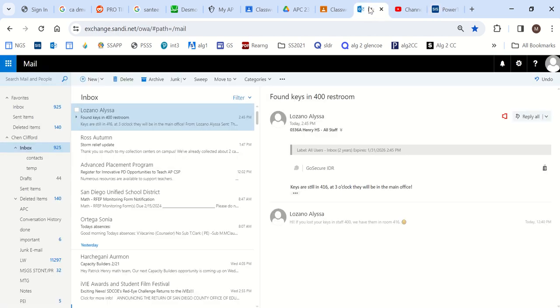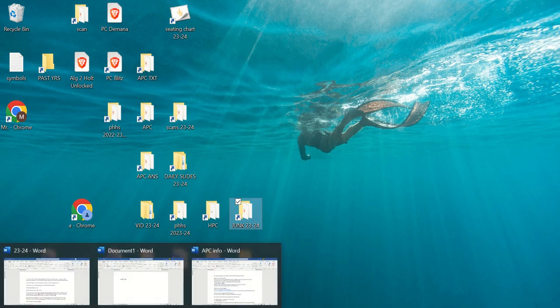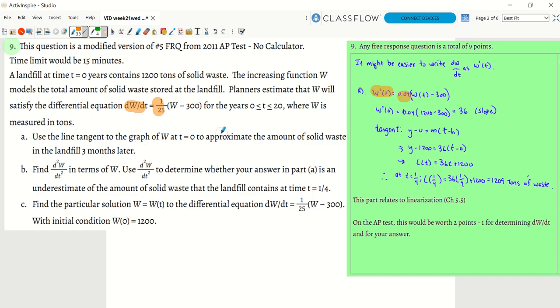So let's go ahead and look over here. Okay, so use the line tangent to the graph at t equals 0 to approximate the amount of solid waste at the landfill 3 months later. So we want to create an equation of a line, and we want to find the slope at t equals 0. So the slope at t equals 0, we literally plug in.